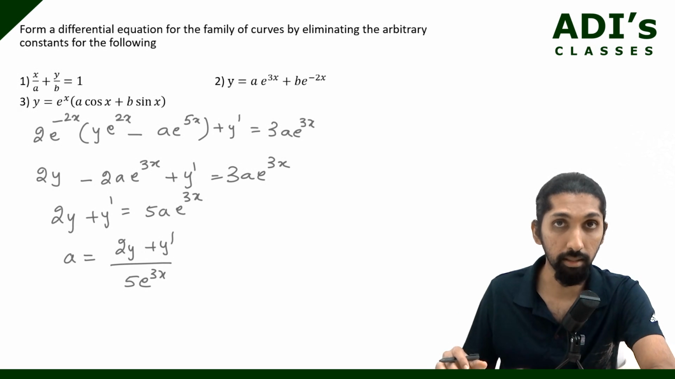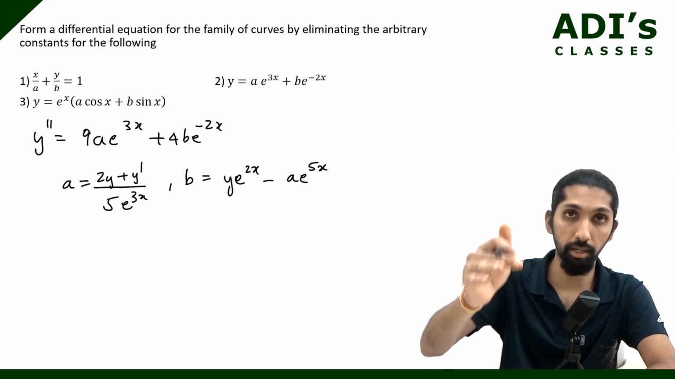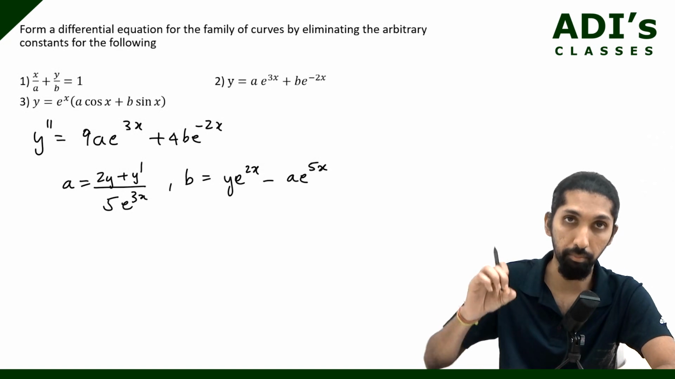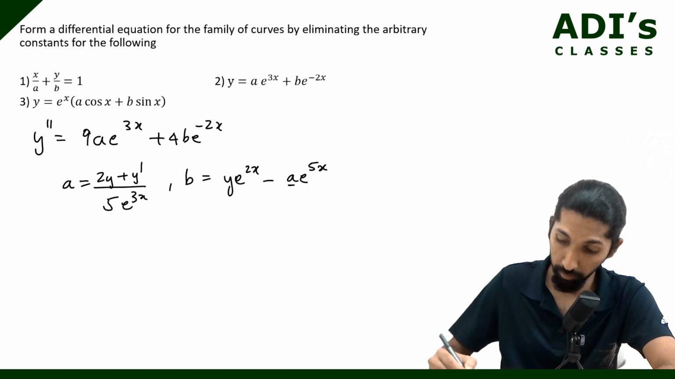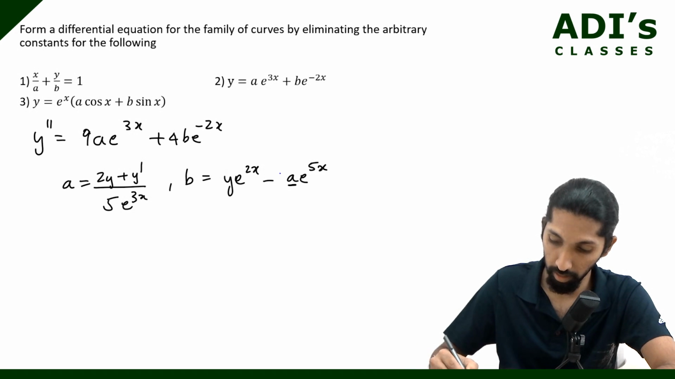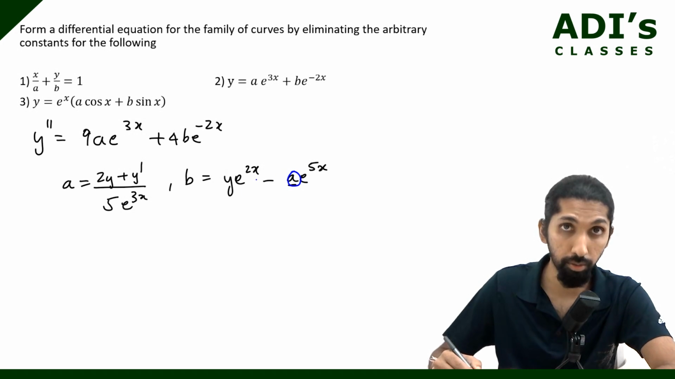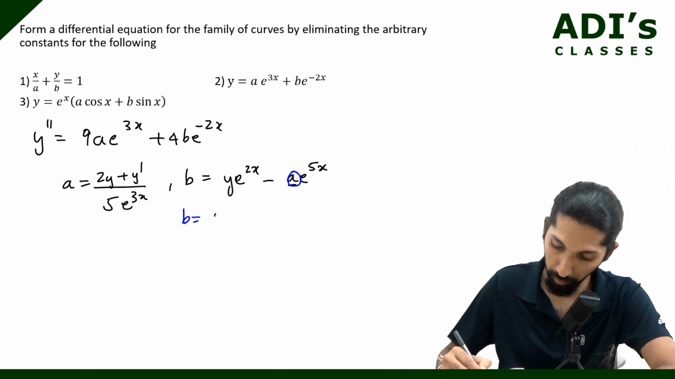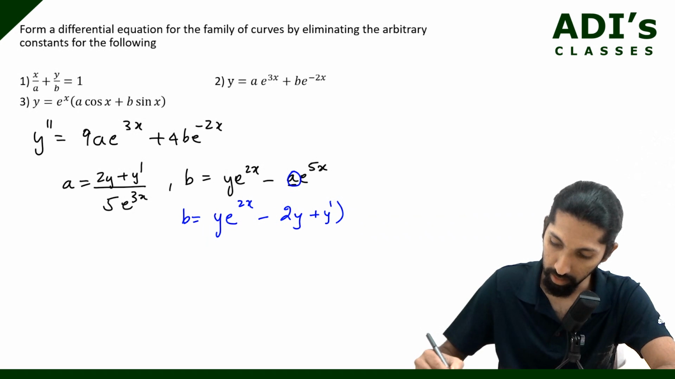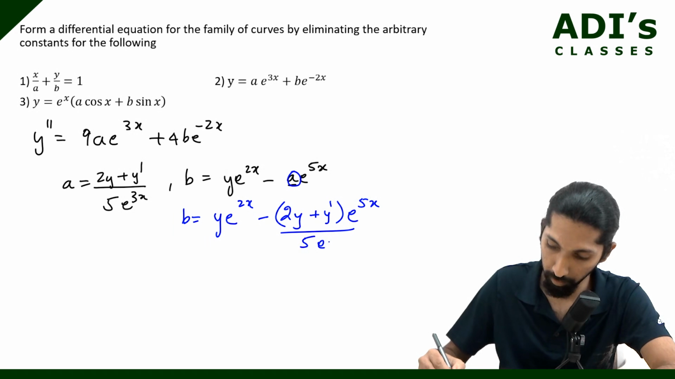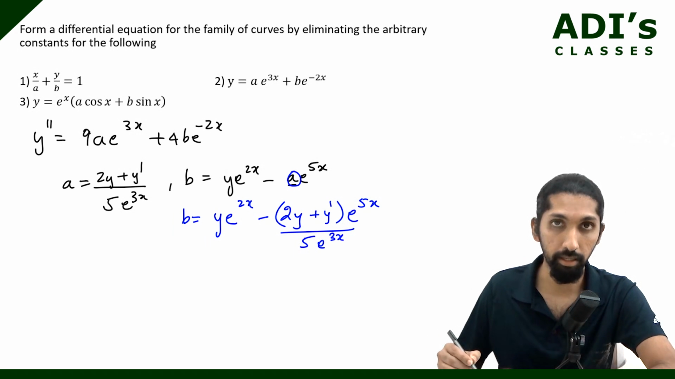Okay, so let's do the math. This is what we have, correct? y double dash is this, A is this, and B is this. But whereas the A value, we need to substitute here. See, here, if you substitute the A value, B value is y e power 2x minus 2y plus y dash into e power 5x by 5 e to the power of 3x, correct?